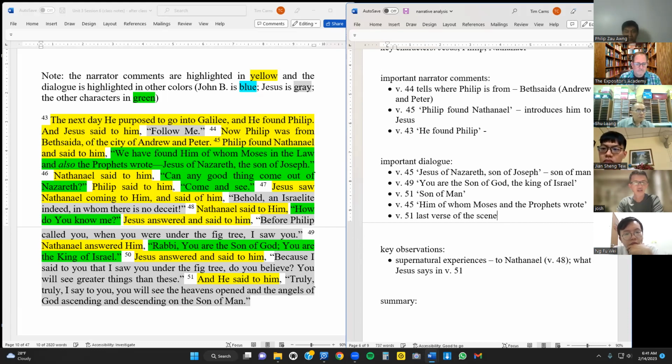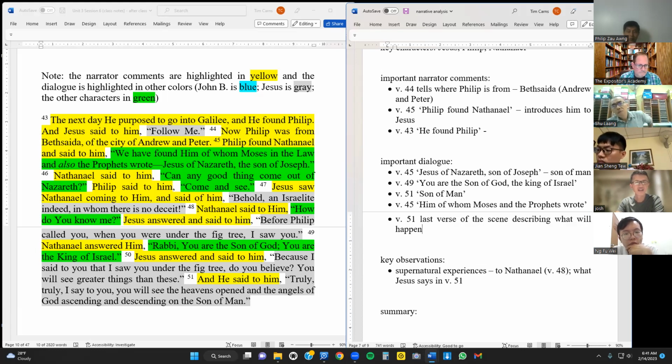Yeah, it's very interesting. There's no ladder there. They descend and ascend on the Son of Man. So the Lord Jesus is the one that is going to be the communication, or the means, or the vehicle of communication, or the descending of the angels or the messengers. No ladder. Yep.